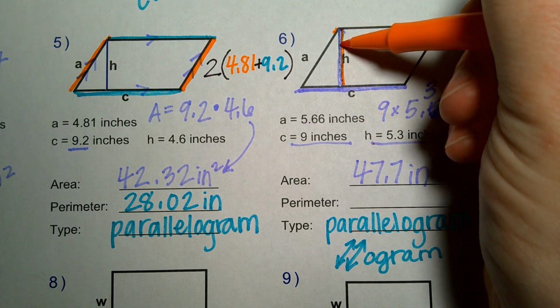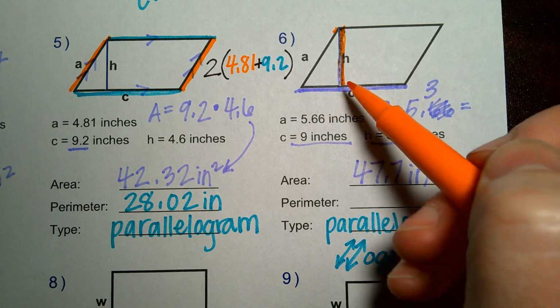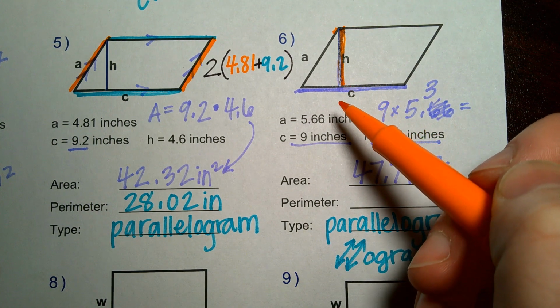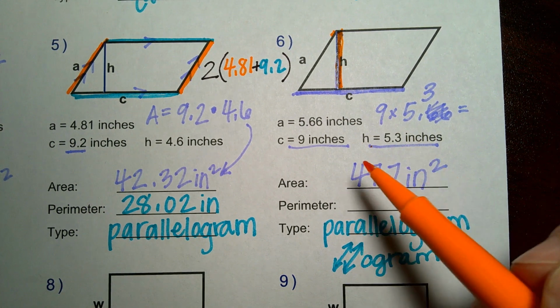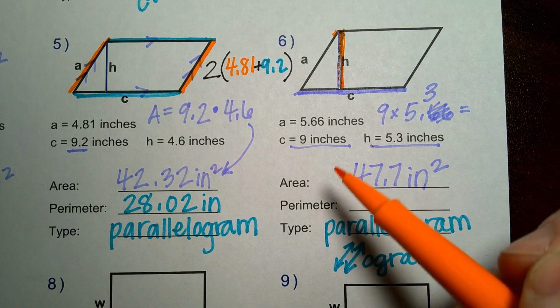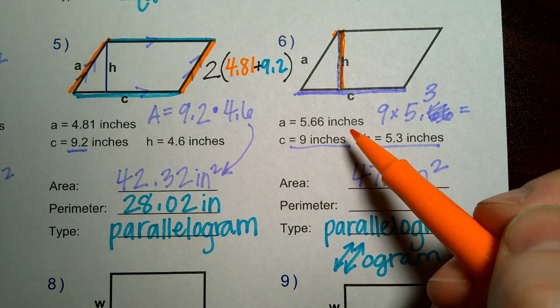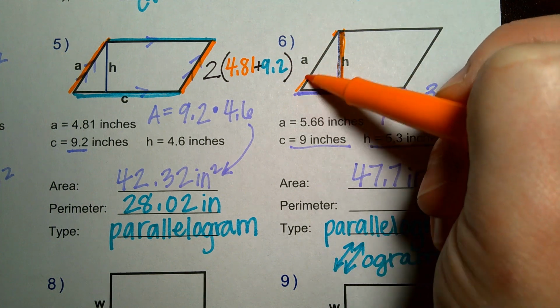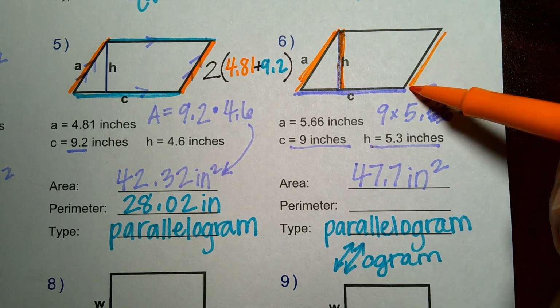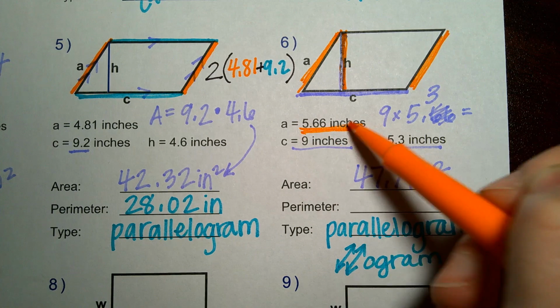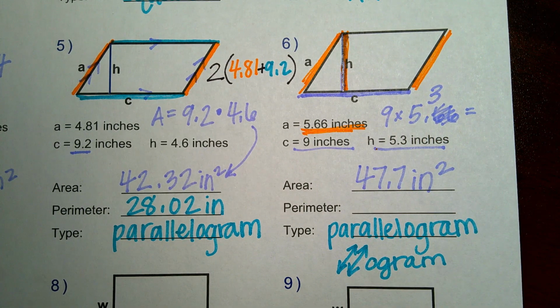No. So perimeter is outside the shape, and H is inside. So you don't use H. We don't want to use H. So we're doing 5.66 on both sides. We've got two sides that are 5.66, and two sides that are 9.